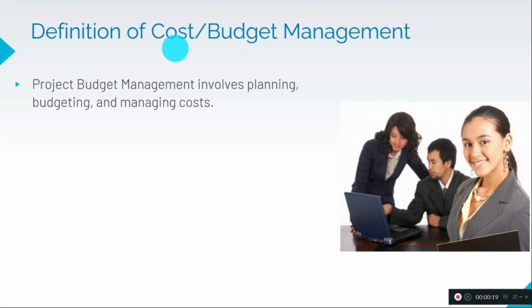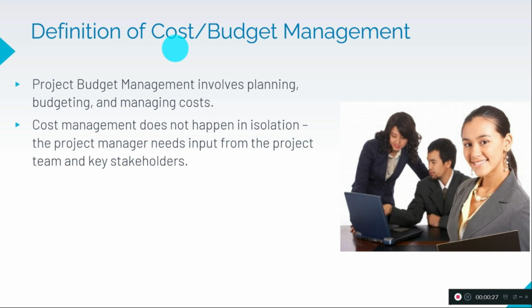Project budget management involves planning, budgeting and managing the costs. The cost management does not happen in isolation. The project manager needs input from the project team and key stakeholders. As a project manager, I can't sit in isolation and create a project plan and estimation and do the budgeting and monitor everything. So we need to work as a team and we need to get input from higher management within the organization and from the customer buy-in also.